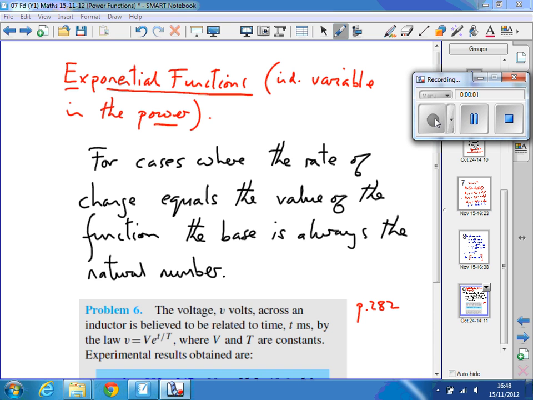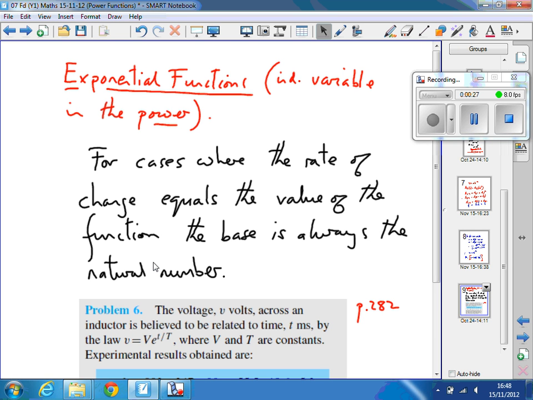This exponential function, then, where the independent variable x is in the power, which we've mentioned already, is of the form y equals ab to the x. In this case, this is a special case that we'll be coming on to when we get on to calculus: the special case where the rate of change equals the value of the function. More on that when we look at it. And this is a very important function.